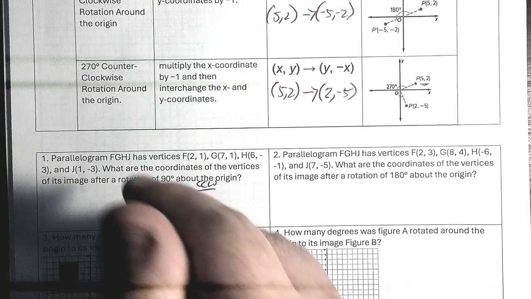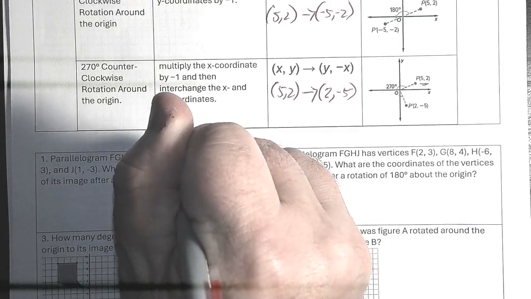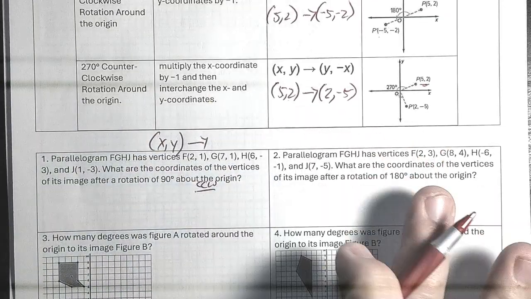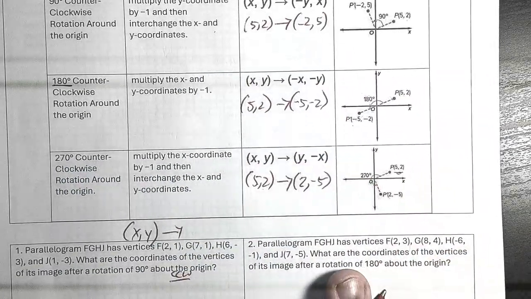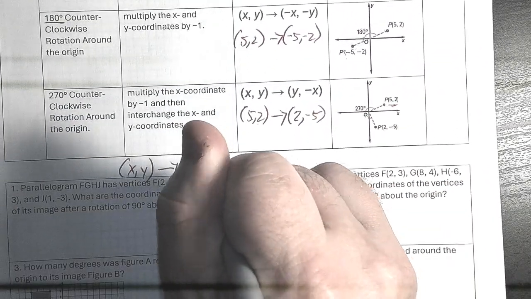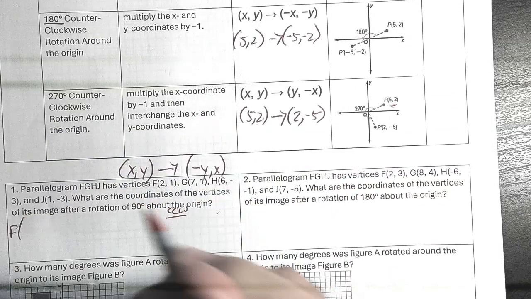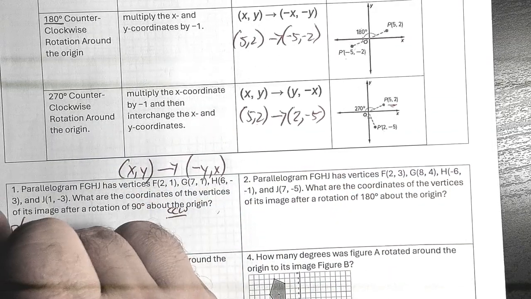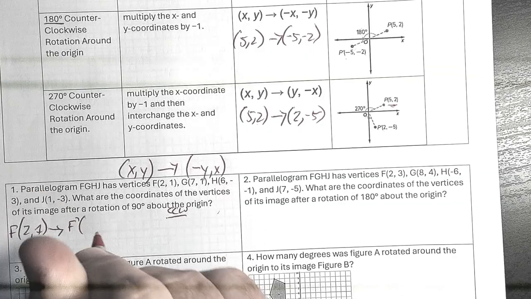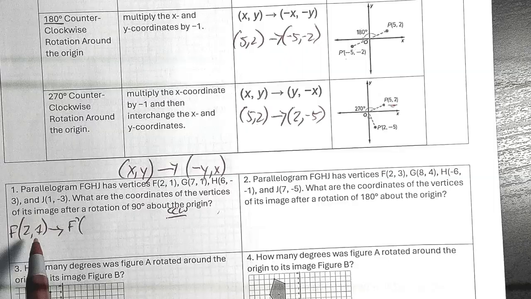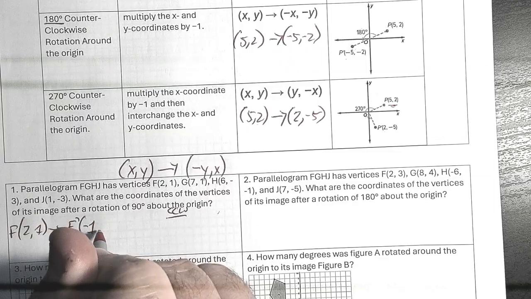So your coordinate rule for a 90 degree rotation: x comma y. If we look up, x comma y becomes y comma negative x. I'm sorry, negative y comma x. Excuse me, negative y comma x. All right, so let's write F right here. F was 2 comma 1. So F prime would be negative 1 comma 2.